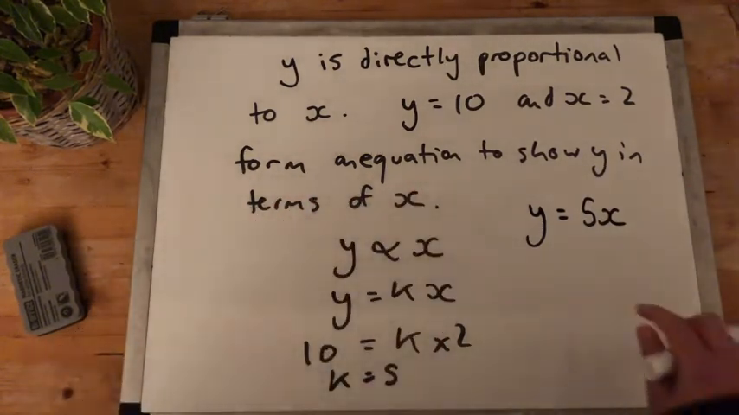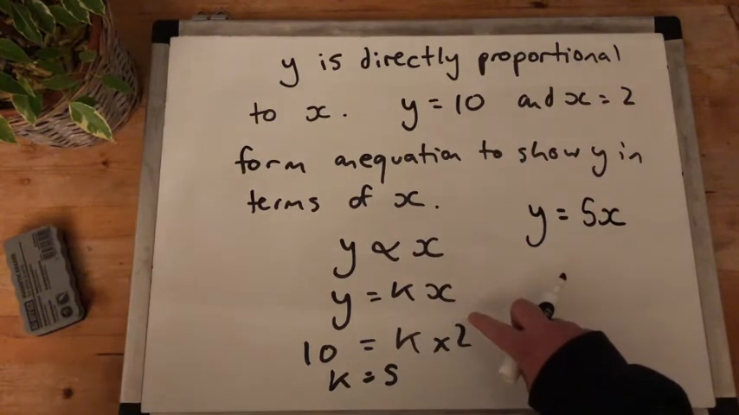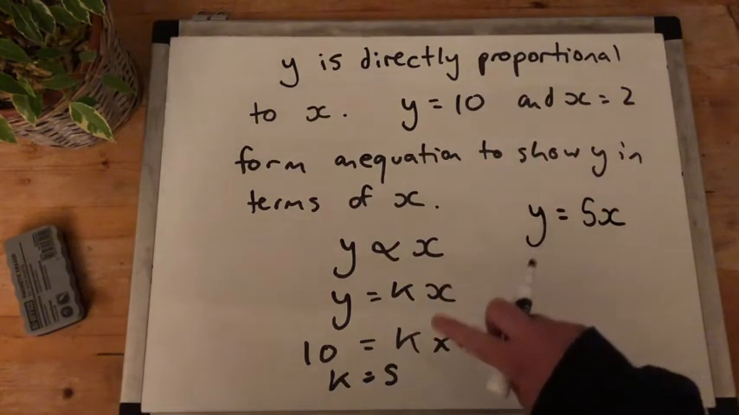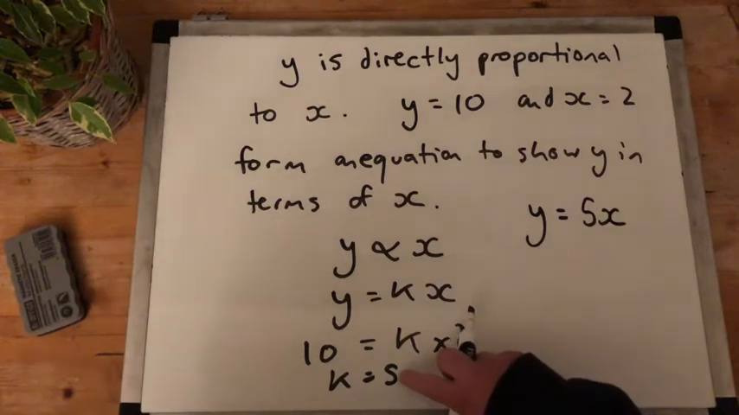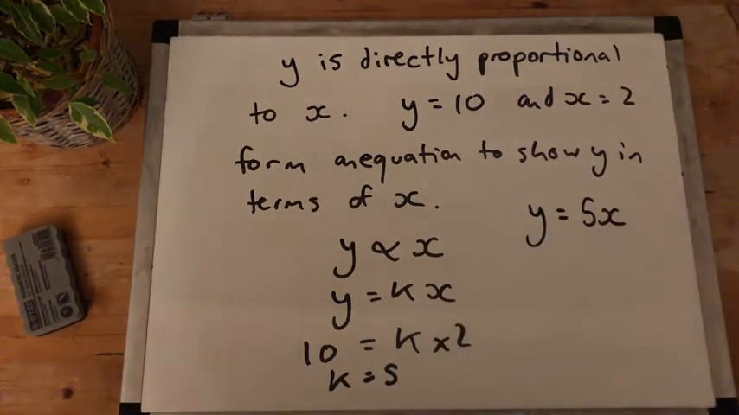Form an equation to show y in terms of x. We could have left it as y equals kx, but we wouldn't have got all the marks because it was possible to find out what k was. K is 5. Our final answer is going to be y equals 5x.